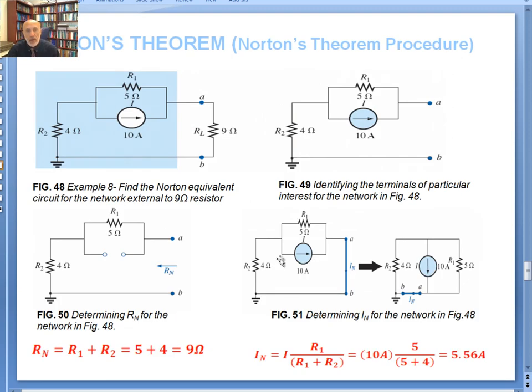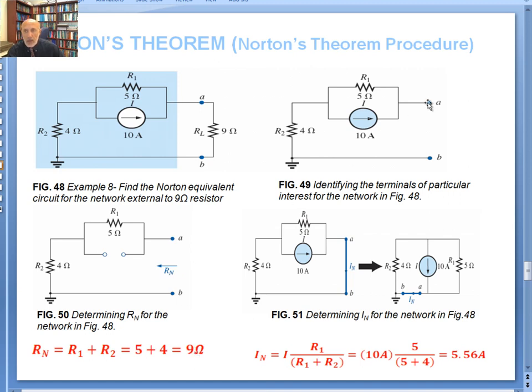Another example is this: find Norton's equivalent circuit for the network external to the 9 ohm resistor. Again, you identify it as points A and B. Looking back this way, you open circuit this. So you've got 5 connected in series with the 4 ohms. That gives you 9 ohms for R Thevenin, which is the same as R Norton's.